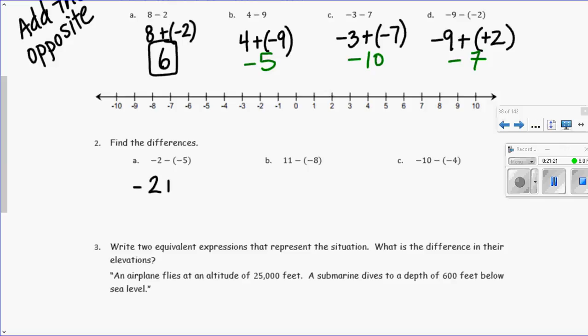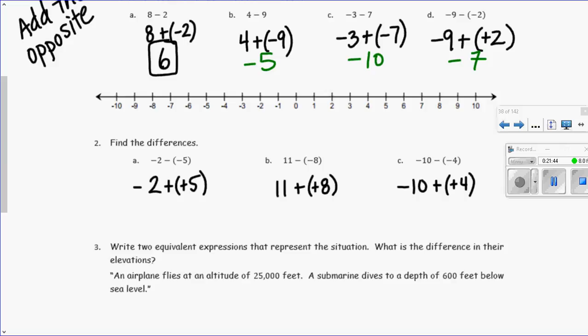Okay, this one should be negative 2 plus positive 5. This one should be 11 plus positive 8 because I'm adding the opposites. And then the last one should be negative 10, add the opposite of negative 4. And the opposite of negative 4 is positive 4. How'd you do? Okay, fix whatever you needed. Now solve them now that they're addition problems.